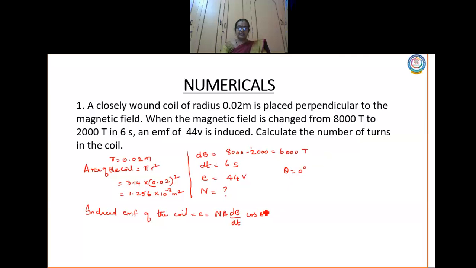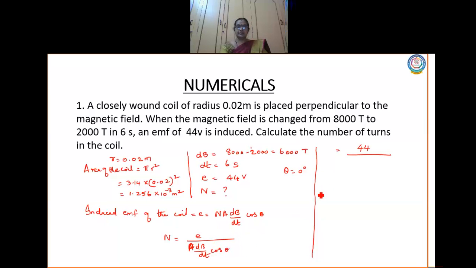So the remaining values I should substitute, but what I have to find out is the number of turns. So rearrange the formula. N is equal to E divided by A into dB by dt cos theta. Now I am going to substitute all the values. The EMF induced is 44. Sorry, N will not be in the denominator; here it should be A. Sorry, children. N has gone to the left side. So it is E by A into dB by dt cos theta.